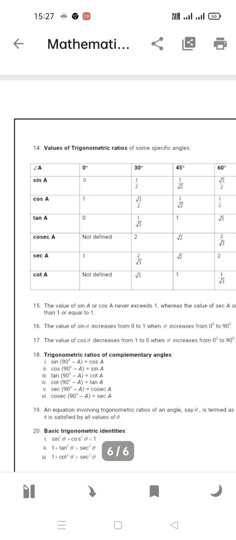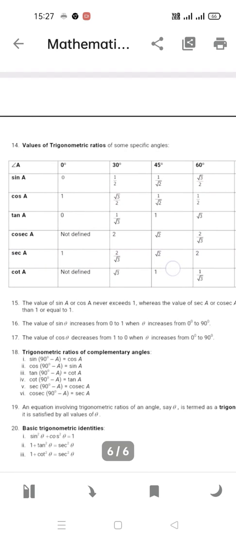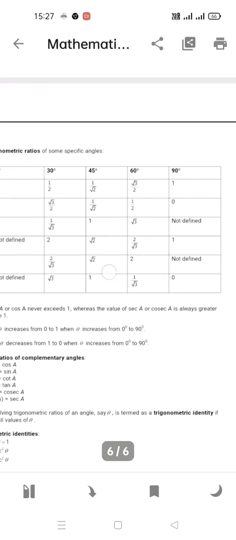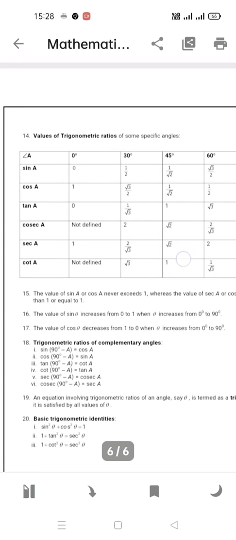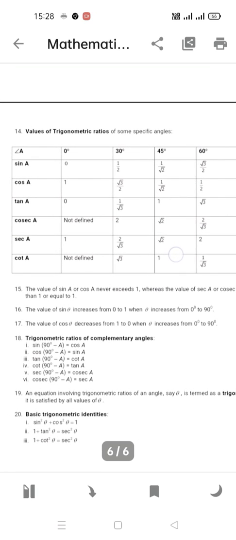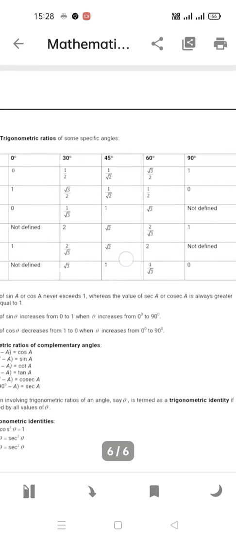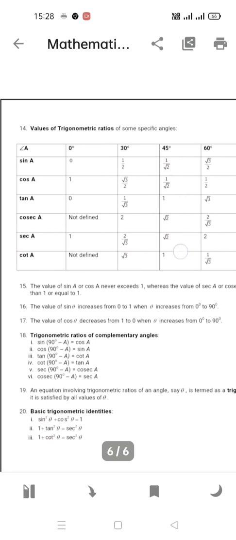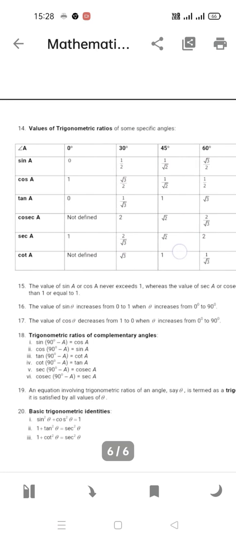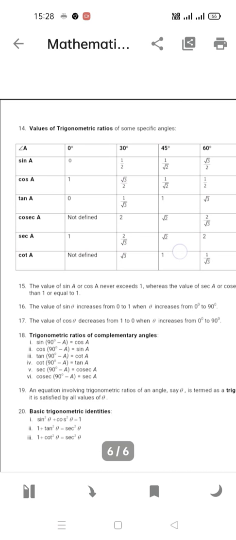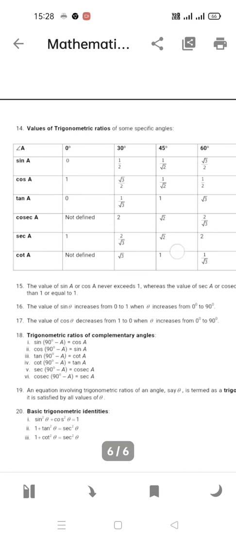I am again telling you that for sine, you just need to learn the value. And what about cos? Cos will be the opposite of sine. And tan, what about tan? If you divide sine by cos, you will get tan.